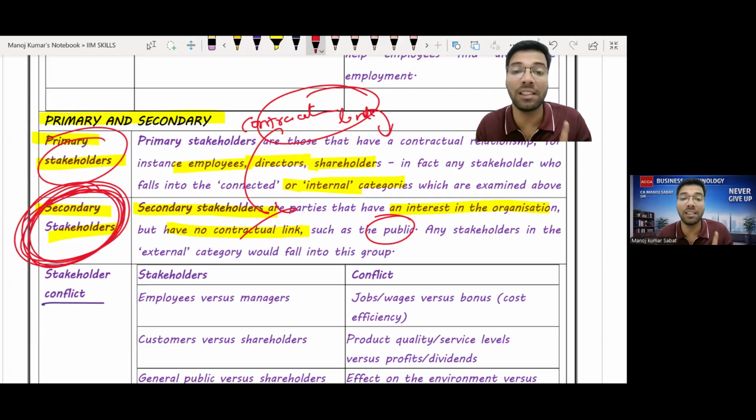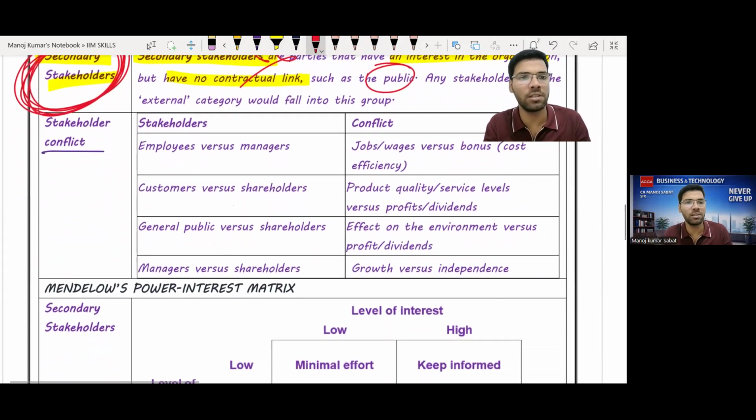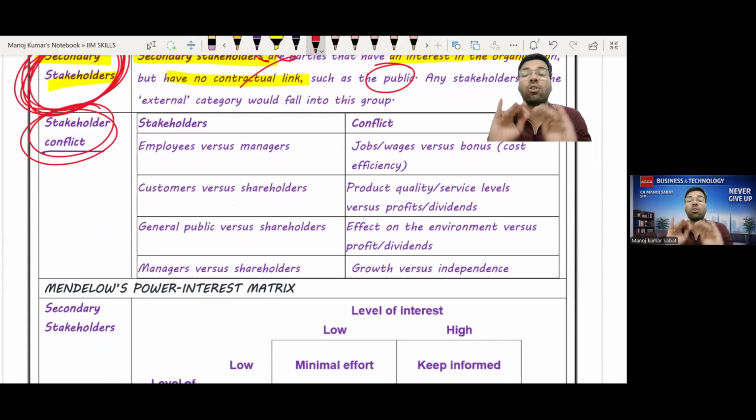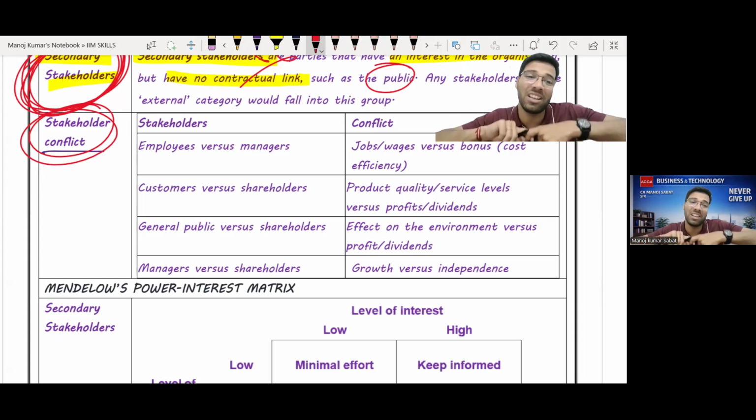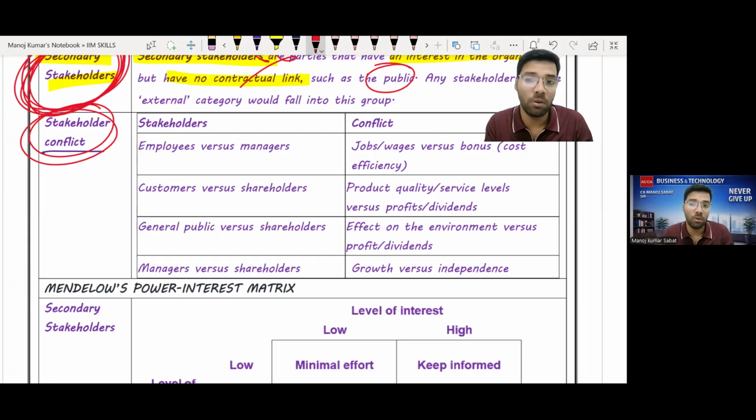Are you all understanding the examples also? Done. So this is the concept of primary and secondary stakeholders. And then comes the concept of stakeholder conflict. Stakeholder conflict means different aims of different stakeholders inside the business may contradict each other, like employees and managers. Employees always want to do less work. Managers always want more work, and always try to increase the efficiency of the employees, isn't it? Employees want more salary. The company wants to give less salary.